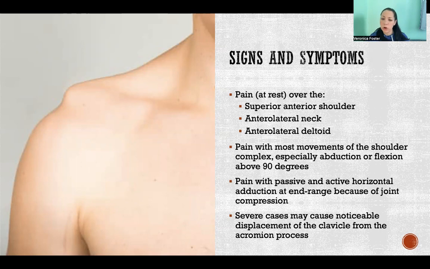And then also the anterolateral deltoid. Deltoid meaning the shoulder muscle, this big muscle on the cap of your shoulder. So pain towards the outside or towards the front of the deltoid muscle.